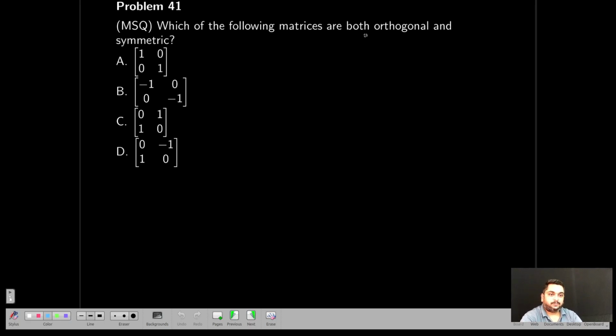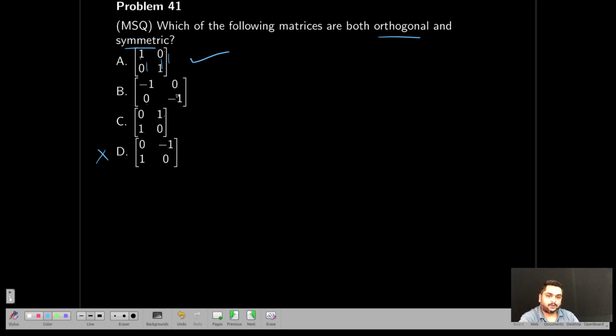Which of the following matrices are both orthogonal and symmetric? So first check symmetry. 0, 0 symmetric, 0, 0 symmetric, 1, 1 symmetric, 1 minus 1, this is not symmetric. Then how will you check orthogonal? Length of their vectors should be 1 and the dot product is 0. So the length of the vector is 1, 1 here, and the dot product is 0. So this is orthogonal and symmetric.